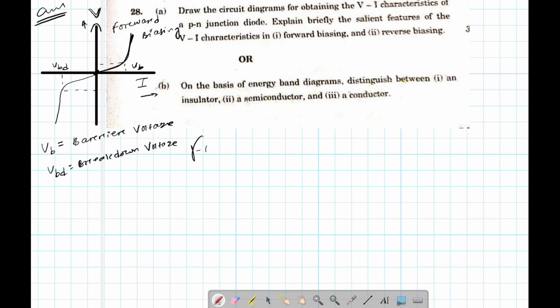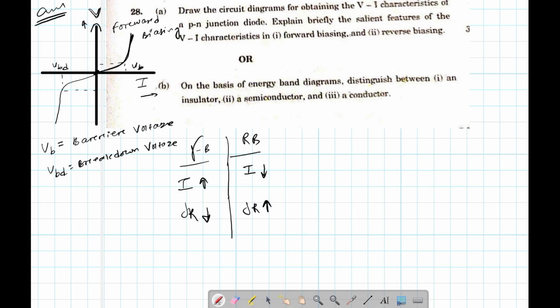Forward biasing, reverse biasing. In case of forward biasing, current conduction increases and junction resistance decreases. In case of reverse biasing, current conduction decreases and junction resistance increases.